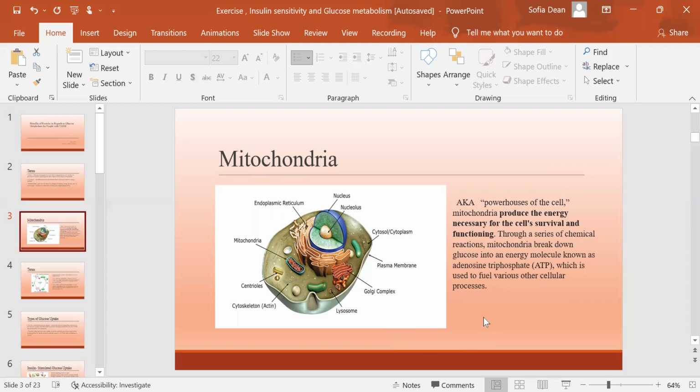Basically, mitochondria is also known as the powerhouse of a cell. Mitochondria produce the energy necessary for cell survival and its functions. Through a series of chemical reactions, mitochondria break down glucose into an energy molecule known as ATP, which is used to fuel various other cellular processes.